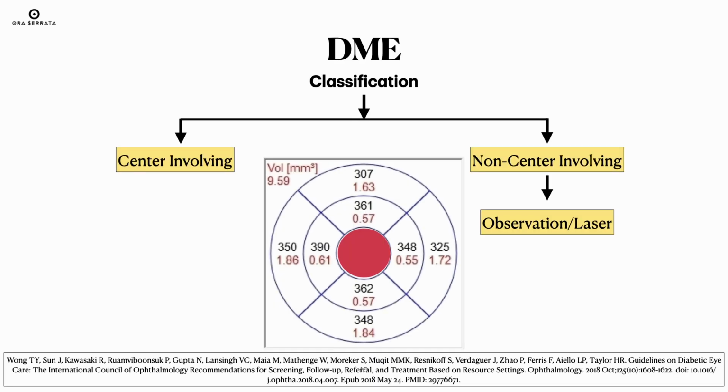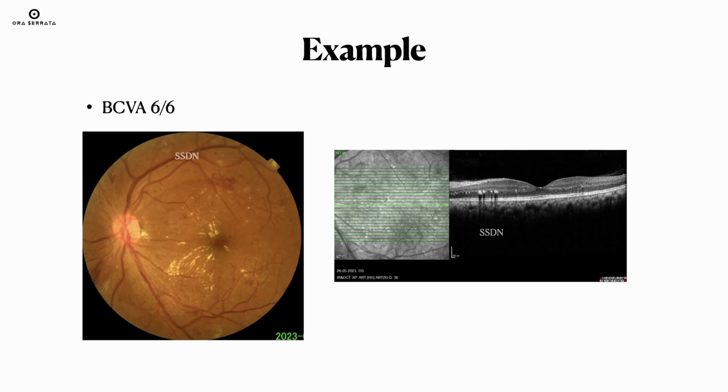So as we know from our previous presentation, diabetic macular edema can be classified into either center involving or center non-involving. So let us come into center non-involving first. So center non-involving diabetic macular edema can either be observed or we can perform laser photocoagulation. So in this case example, we can see that the best corrected visual acuity is 6/6. In the fundus image, we have a dull foveal reflex surrounded by hard exudates, some retinal hemorrhages. In the OCT scan, we can see that there are a few hard exudates, but the fovea seems to be intact. So in this case, what are we going to do?